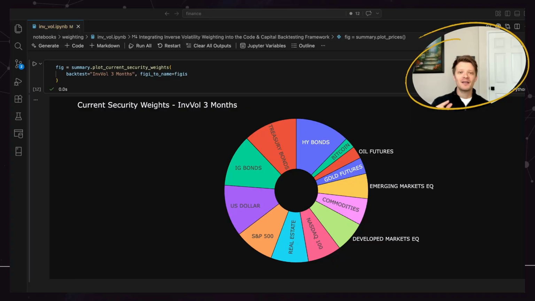We will backtest our multi-asset portfolio using the inverse volatility weighting strategy. It is not just important what securities you will pick into your portfolio. As we will see, it is also very important how to weight them in the end. So let's jump right into it.